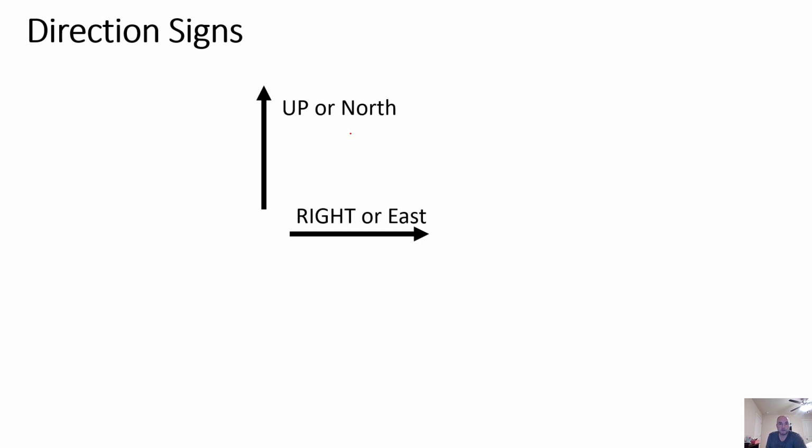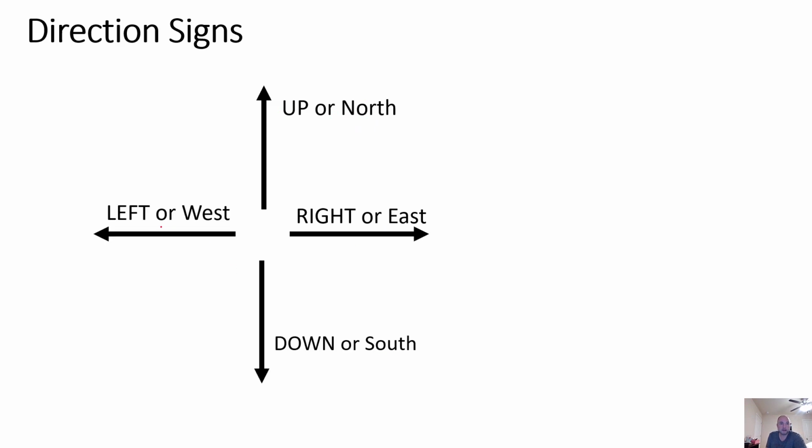Some things we're going to use are direction signs. So let's just remind you of a few things. We have up or north, up, that way. To the right, we have right or east. Down, we have down or south. To the left, we have left or west.